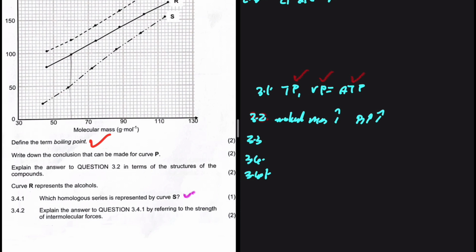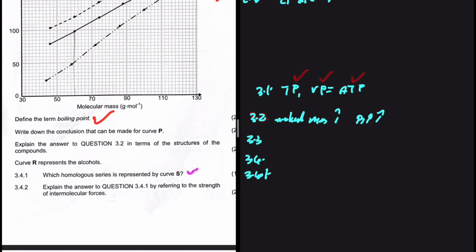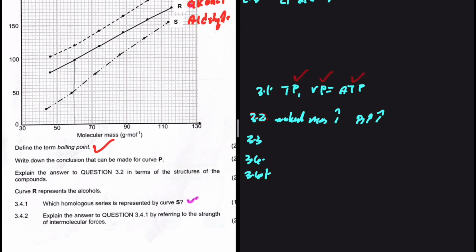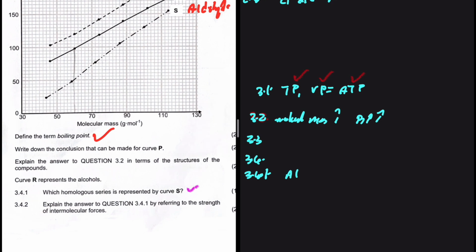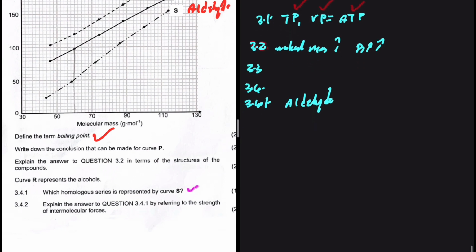So we have aldehydes, carboxylic acids, and alcohols. We know that R is alcohol. Why is R alcohol? Because we have one side of hydrogen bonding, and S is aldehyde, right? Dipole forces. And P is carboxylic acid, where we have two sides of hydrogen bonding. Okay, so this is our carboxylic acid. What is the question saying? Which homologous series is represented by curve S? Aldehyde. Our homologous series is aldehyde. Okay.